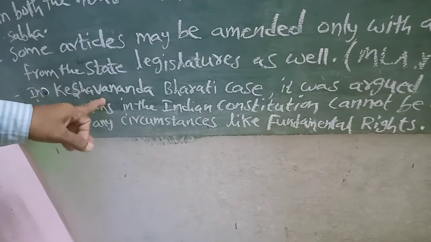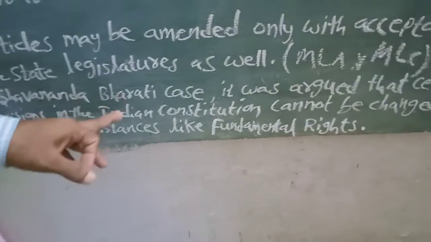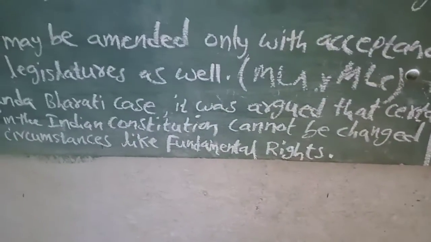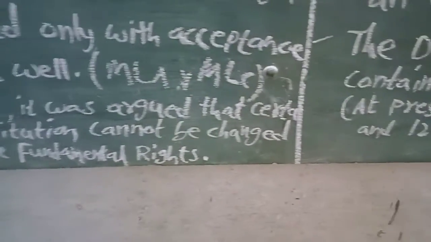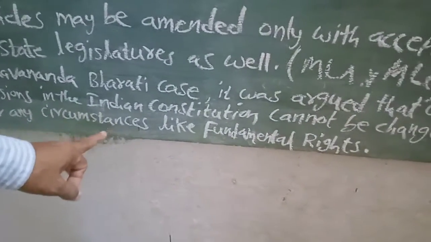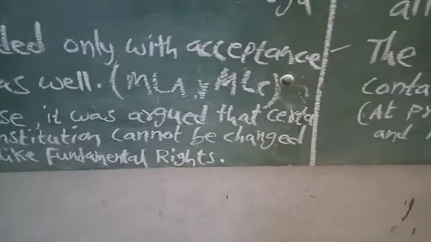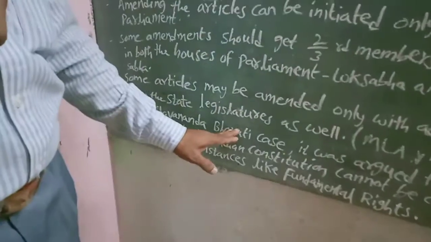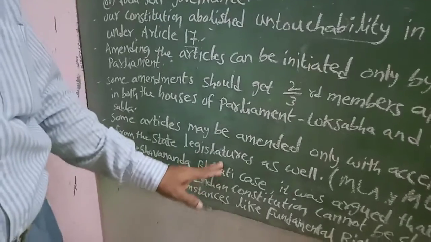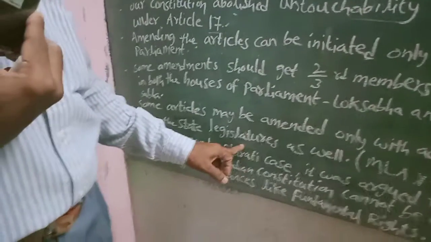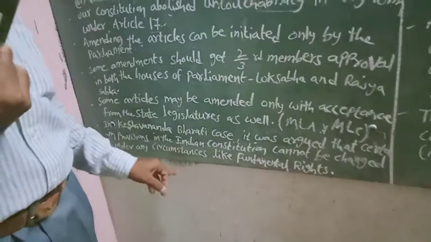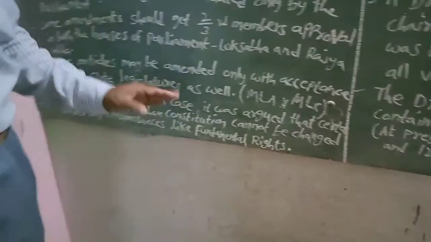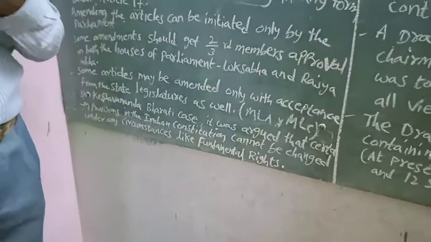In the Keshavananda Bharati case, it was argued that certain provisions of the Indian constitution cannot be changed under any circumstance, like the fundamental rights. They cannot be changed even by two-thirds. The Supreme Court of India held that the constitution's fundamental rights cannot be changed.